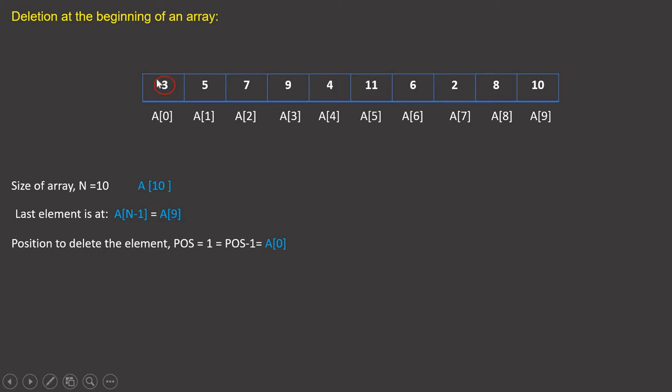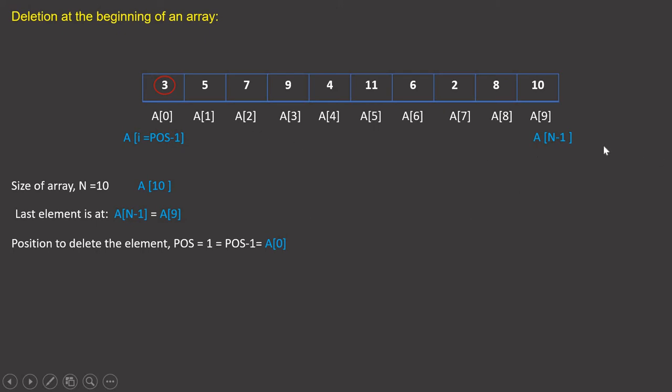So what we will do is, as you can see, we just cannot delete this value directly. What we can do is simply move the values from backward to forward. So we access the index number for the last element, which is n minus 1, and the value of i for this particular position is i equal to pos minus 1, which is 0.